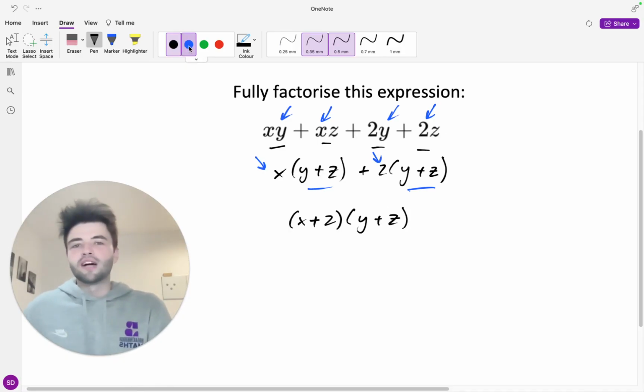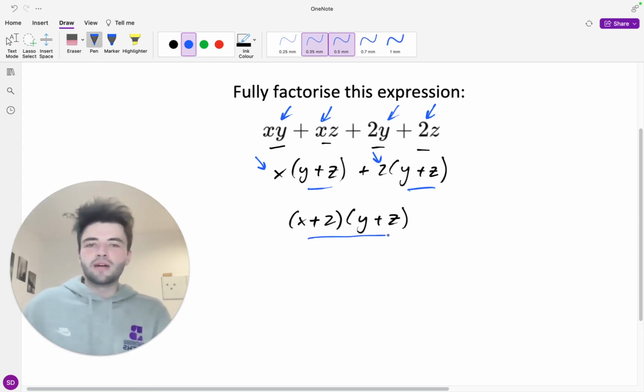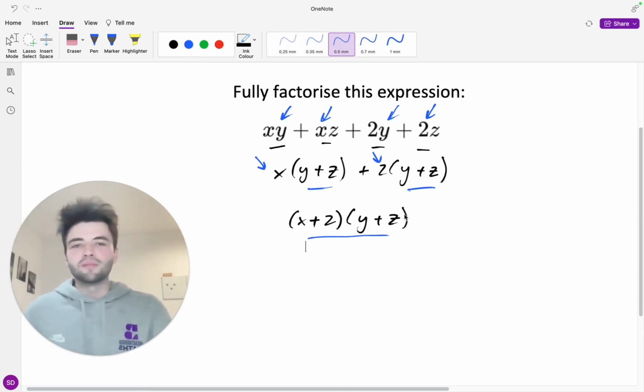And so that is going to be the fully factorized version of this expression, where we have just two things inside brackets and we can't factorize any further. And so that is going to be it for this question.